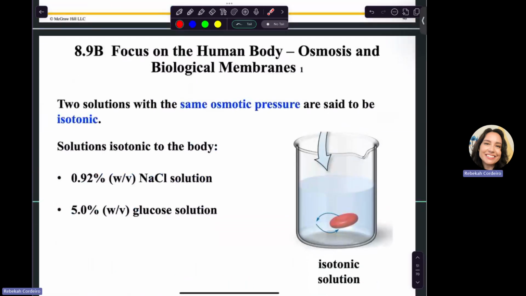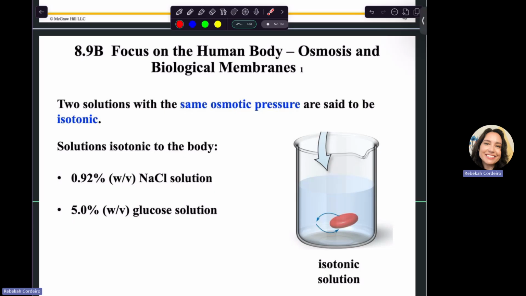So, what does this mean for us as far as the human body, our cells? This is actually pretty relevant to those of you going into healthcare or nursing. Two solutions with the same osmotic pressure are called isotonic. Tonic meaning like the solution, I guess. Iso means same. A 0.92% weight volume sodium chloride solution is isotonic to our bodies. And a 5% glucose solution is isotonic to our bodies.